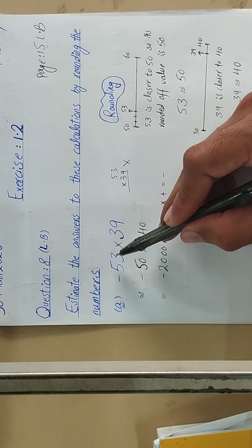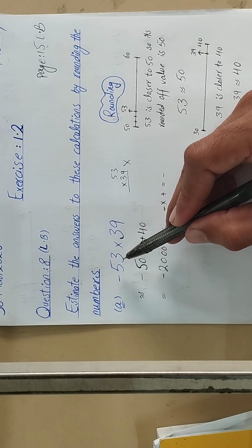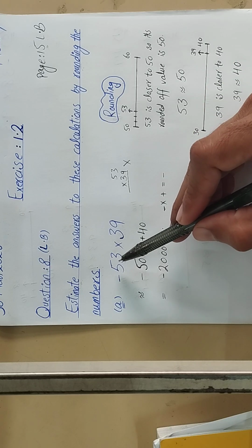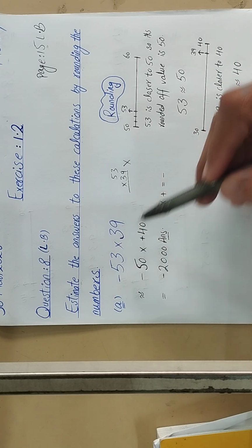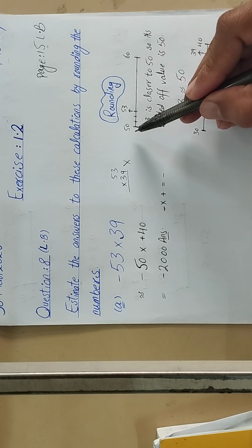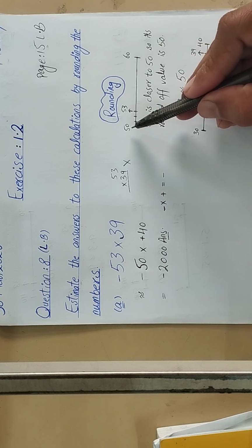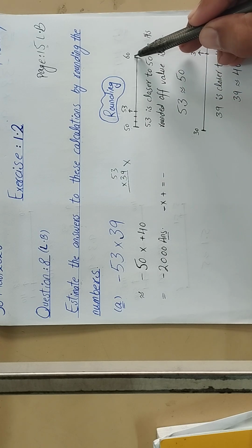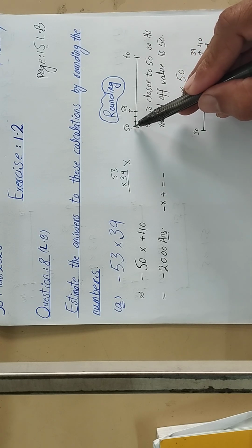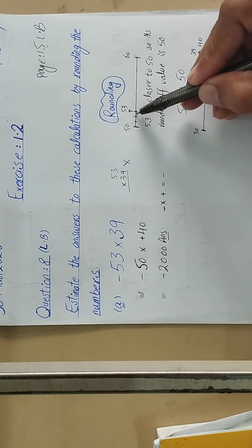How to round off this number to the nearest 10? You have learned these concepts in your previous grades. Let's see how to round off this number 53. For that, see in this diagram on the number line, 53 is between 50 and 60, and it is closer to which number? It is closer to 50.